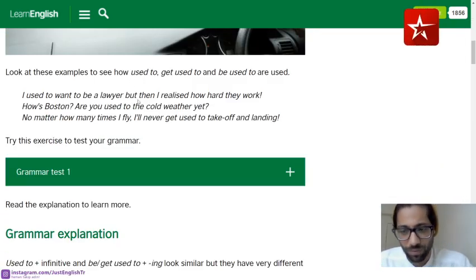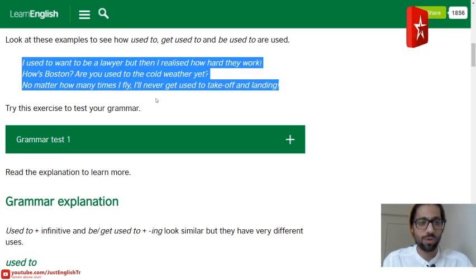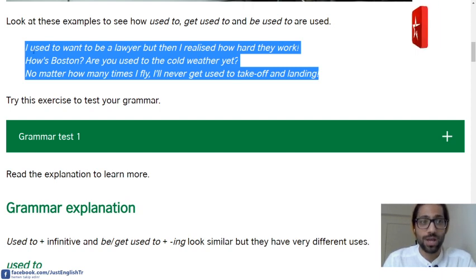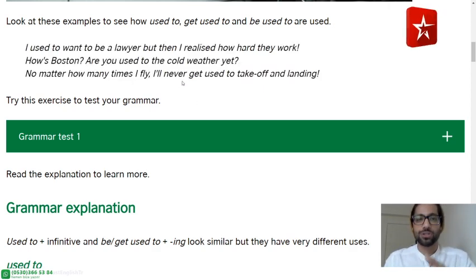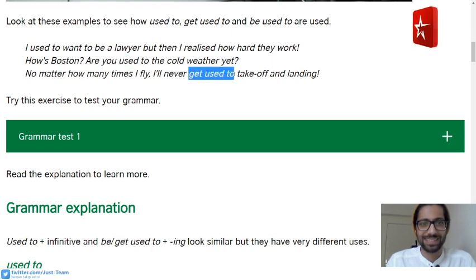So look at these examples to see how used to, get used to, and be used to are used. Here we've got three examples for you. Let's read them all together. I used to want to be a lawyer, but then I realized how hard they work. How is Boston? Are you used to the cold weather yet? I'll never get used to takeoff and landing. So here we have used to, only used to. Here you have be used to, are used to. And here you've got get used to.